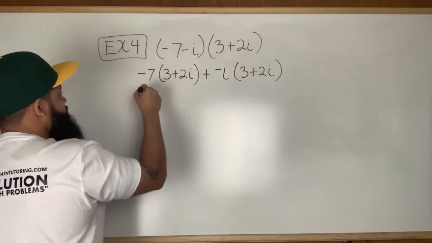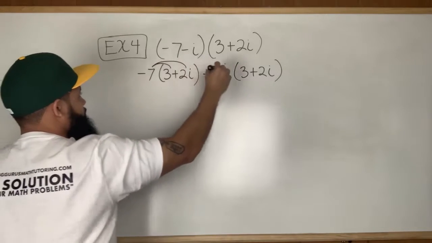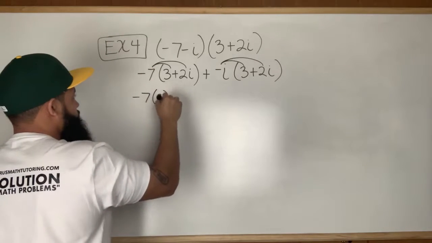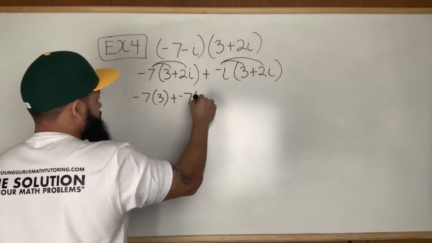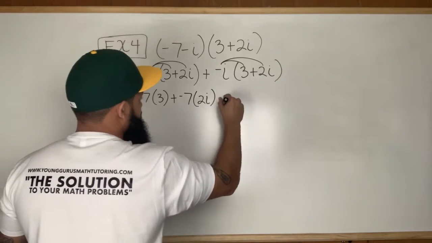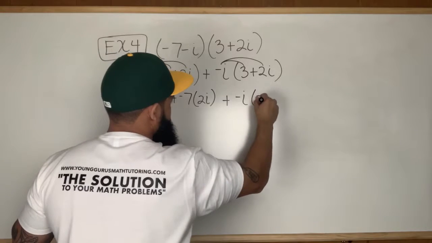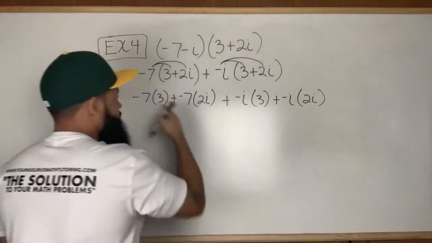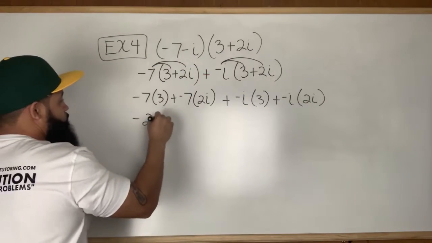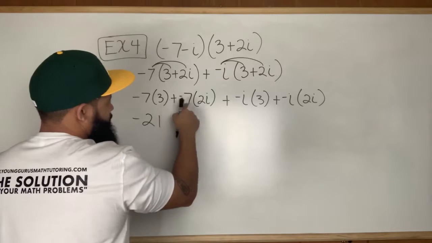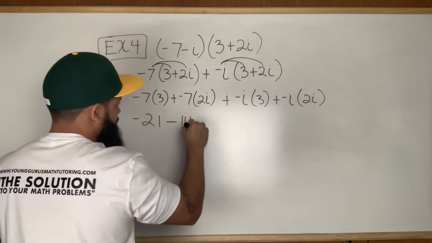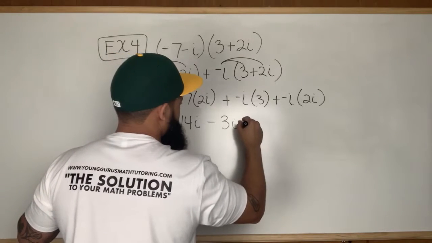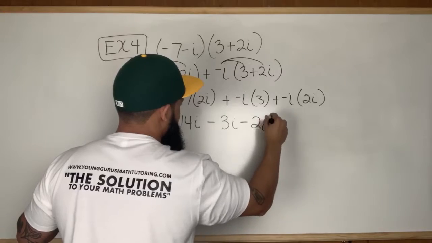Negative 7 times 3, let's show double distribution. Remember, the distributive property says I have to distribute what's on the outside to everything on the inside. So I have negative 7 times 3 plus negative 7 times 2i plus negative i times 3 plus negative i times 2i. That's all of it. Negative 21, we could say plus negative, I'll just say minus 14i, minus 3i. And then minus 2i squared.